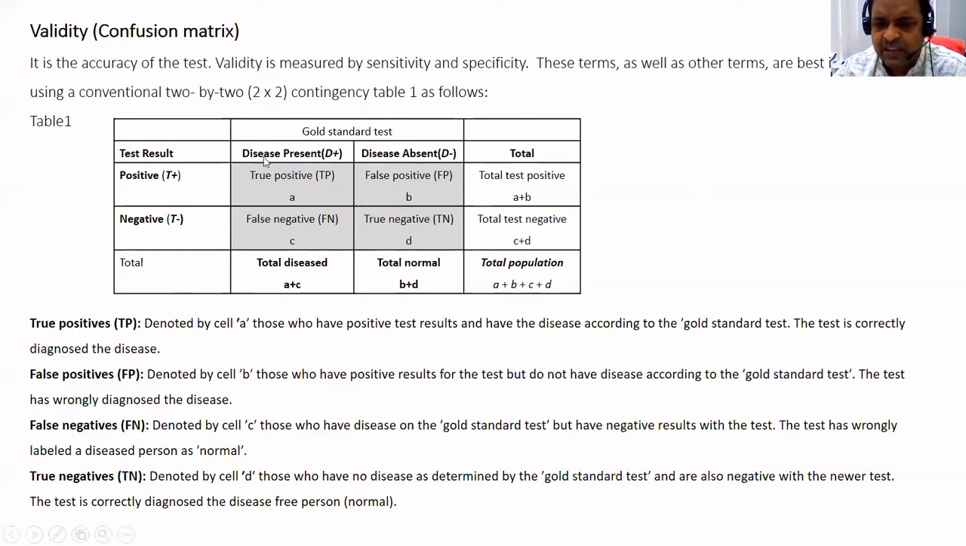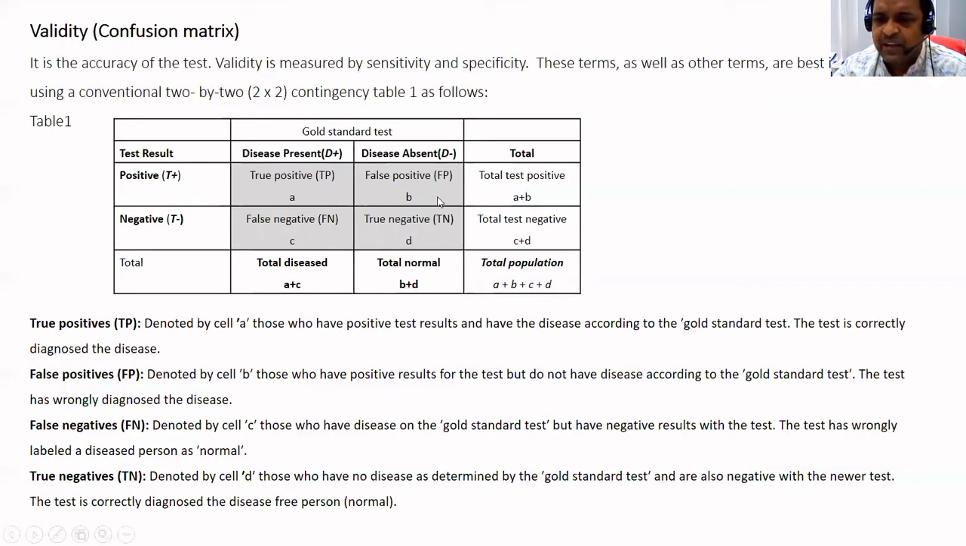Cell A is known as true positive. That is, the patient had the disease, as declared by the gold standard test, and it was also found in the laboratory test. So the laboratory test correctly identifies that somebody has the disease. A positive test result that is also positive in the gold standard test is denoted by A, called true positive. Somebody who truly has the disease is truly identified by the laboratory test.